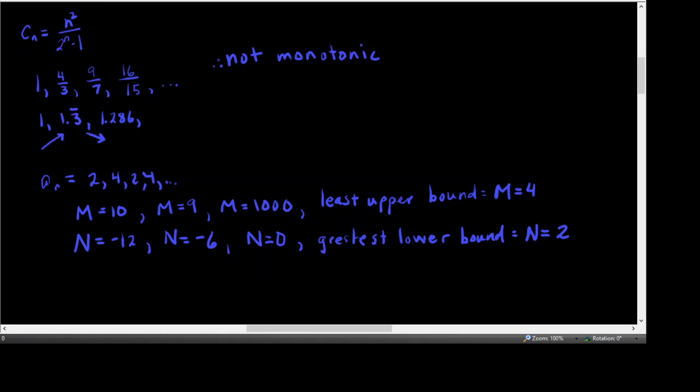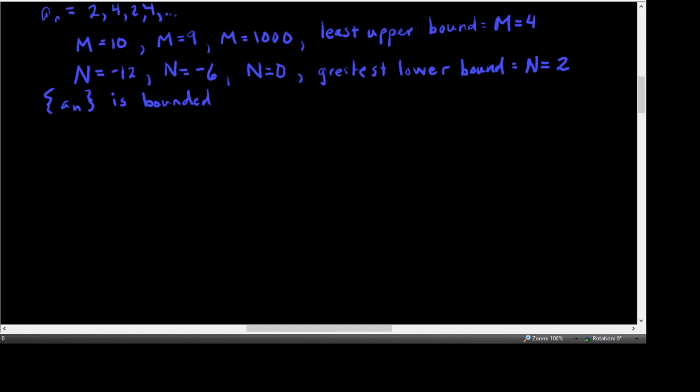If a sequence is bounded above and bounded below, then we can simply say it's bounded. So this particular sequence that we've been dealing with is bounded because it's bounded above and bounded below. So we can just simply say bounded. If they say a sequence is bounded, that implies that it's bounded above and below for sure. Okay.